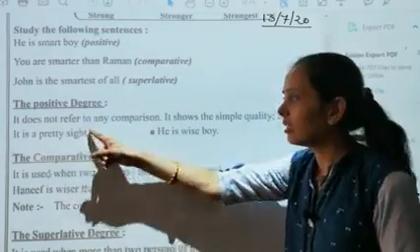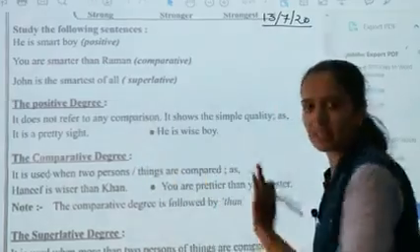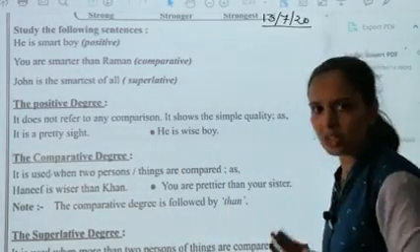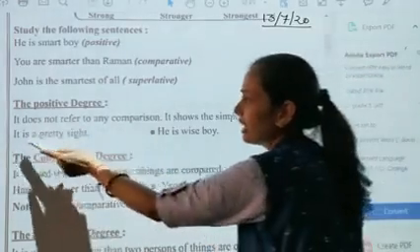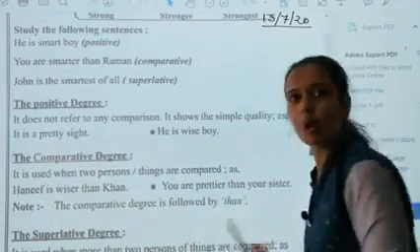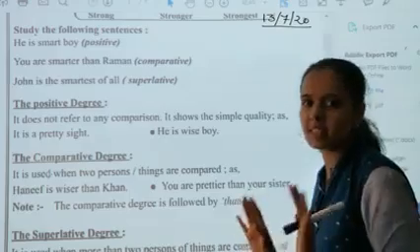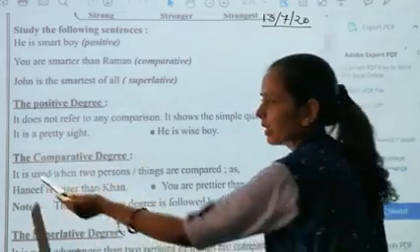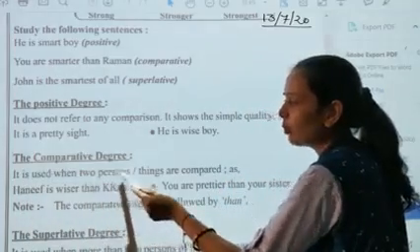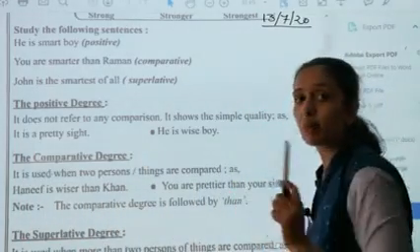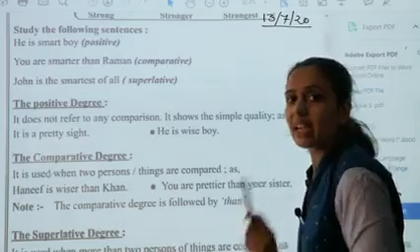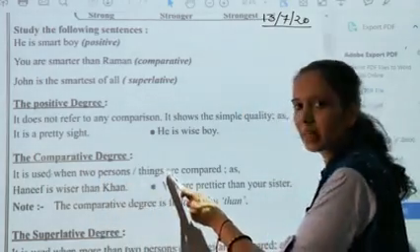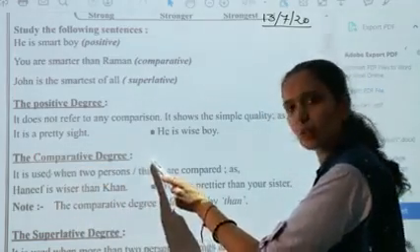Positive degree does not refer to any comparison. No comparison is there. It shows the simple quality. Simple quality is shown in this, as in: it is a pretty sight. बहुत ही अच्छी sight है. It is a pretty sight. Simple sentence is there. In positive degree. Comparative degree is used when two persons or things are compared. मैंने आपको बोला था ना. I told you earlier also that in comparative degree comparison is there. So when two persons or things are compared, comparative degree is used.